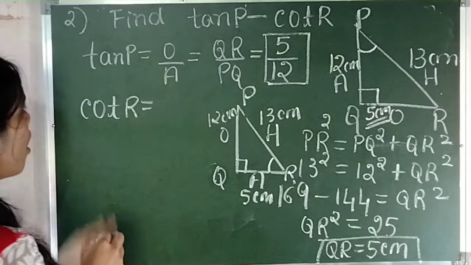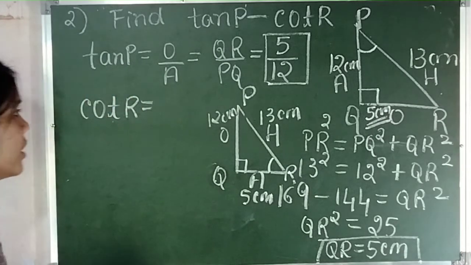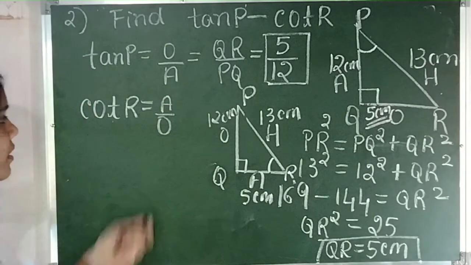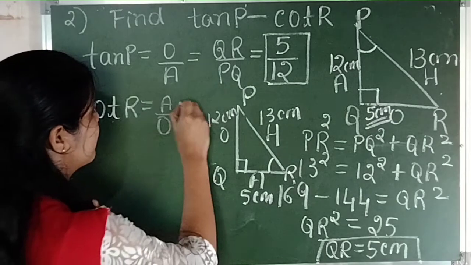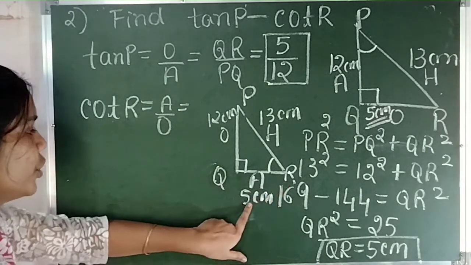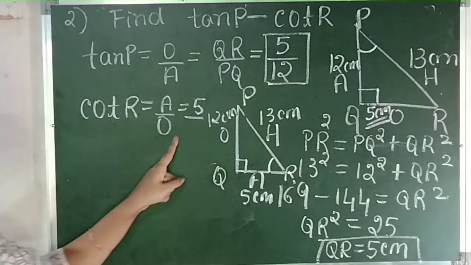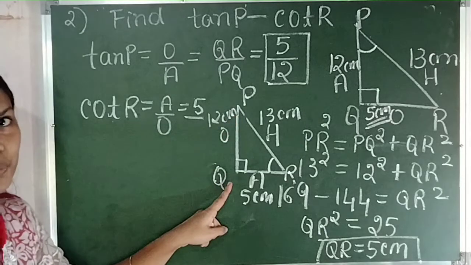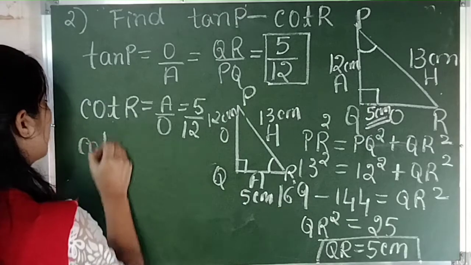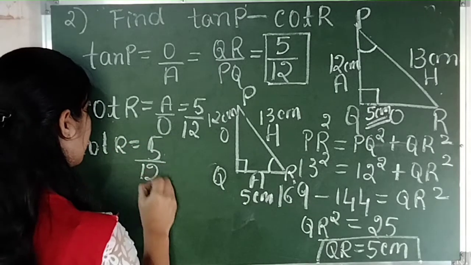Now, cot is just the reciprocal of tan. So it is nothing but adjacent by opposite. Which is the adjacent side? Adjacent side is QR. QR is 5 centimeter and the opposite side is PQ, that is 12 centimeter. So cot R is equal to 5 by 12.